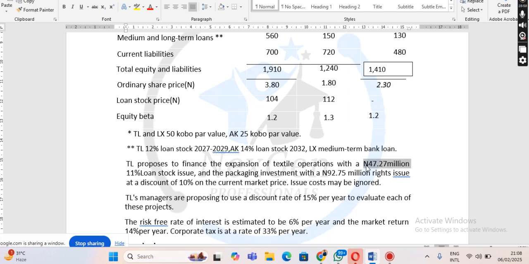Now, what would be the market value of that particular debt? Class, the value will be 47.27 million for the textile. Class, what you need to do is that this is 11%. The 11% is the cost of debt. Establish that. Now, the value of debt is 47 for the textile, because that is what they want to borrow for the expansion, right?